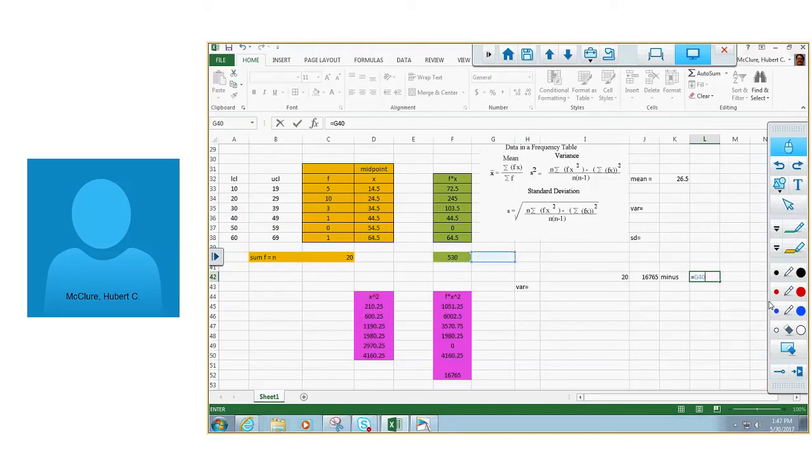So that would be equal to this raised to the what? Oops. Okay, let me try that again. I messed it up. Equals this, there. Raised to the second power, all over n times what? N minus 1, Hubert. That's right, class.